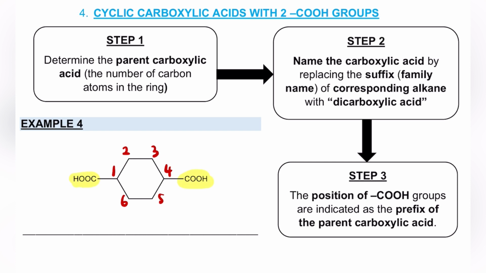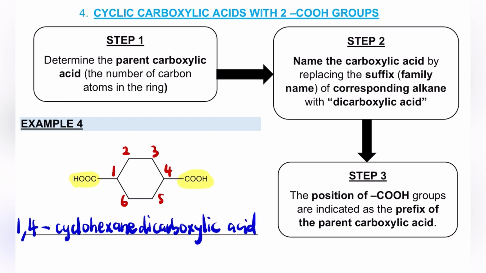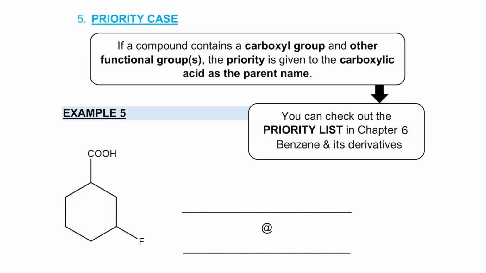So I'm going to write my name right now, starting with the position of carboxyl group, 1,4-cyclohexane, and then hexane. Because we have 2 carboxyl group, it will be dicarboxylic acid. So this is the name for the structure in example 4. Next one, we have priority case.